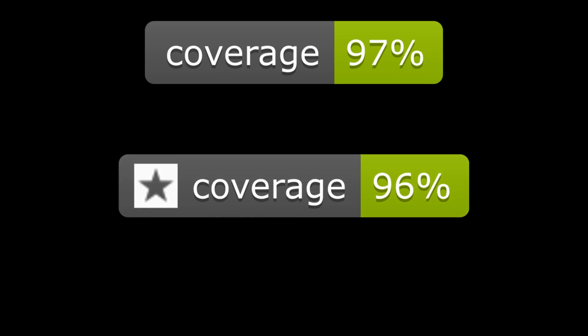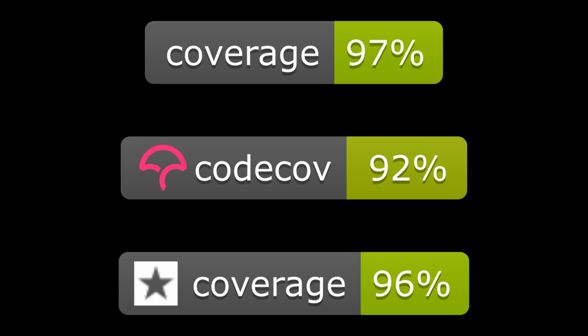You might have come across these badges in code repositories. They are supposed to show how much code is covered by the set of tests. Most of the time, the coverage is given as a percentage, but a percentage of what exactly?